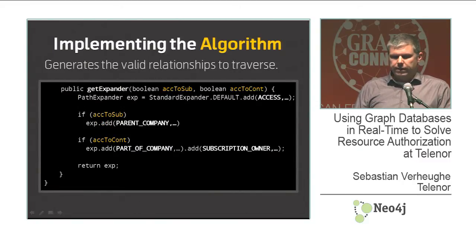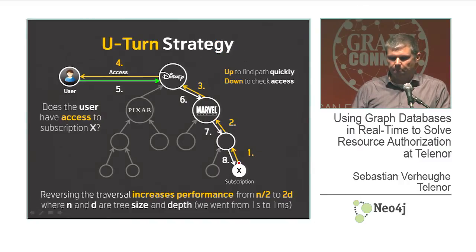So the get expander basically, based on the parameters, builds the correct expander. If you have access to subscriptions, add these relationships. If you also have access to content, add these relationships. So now you have a perfect description of the allowed traversal.